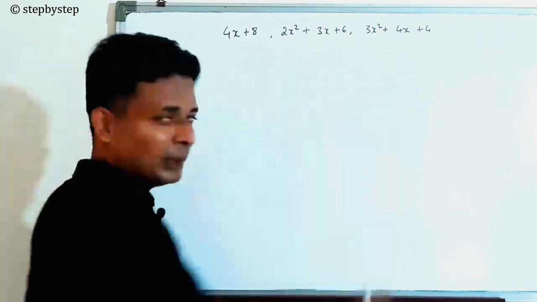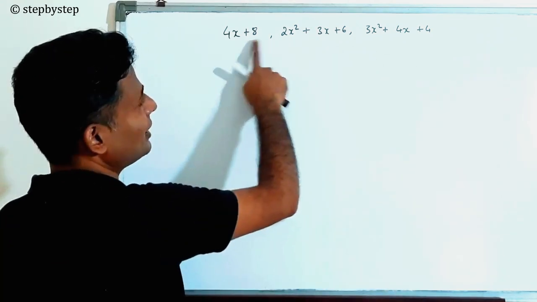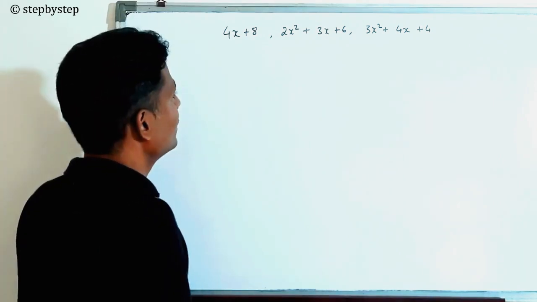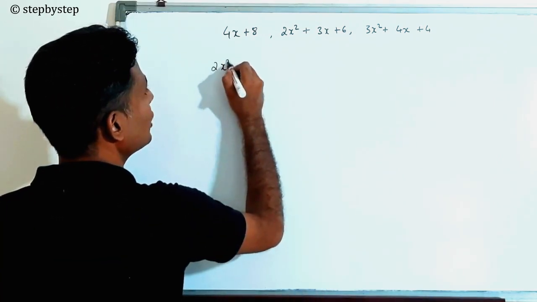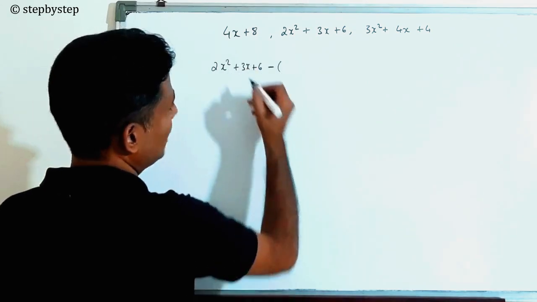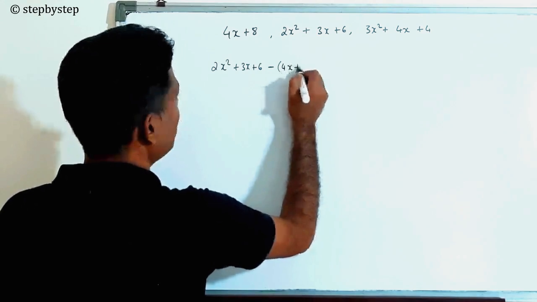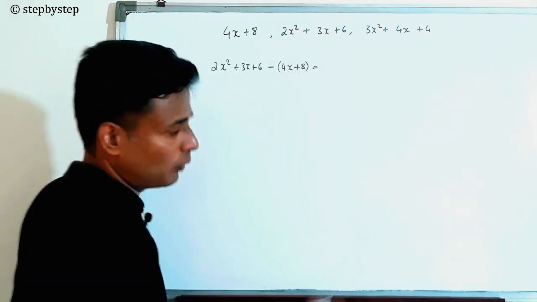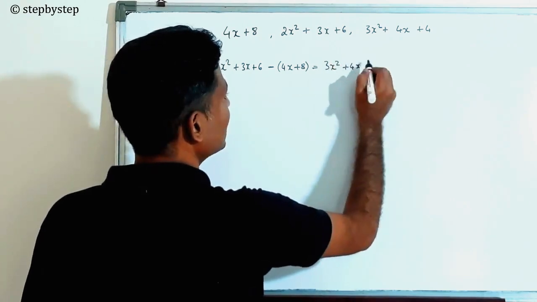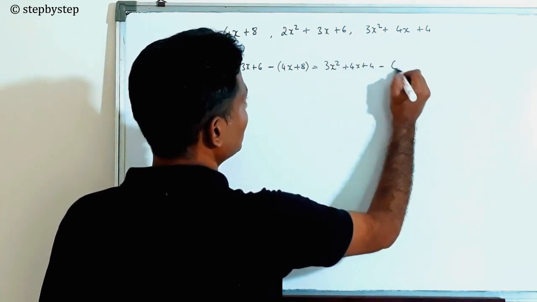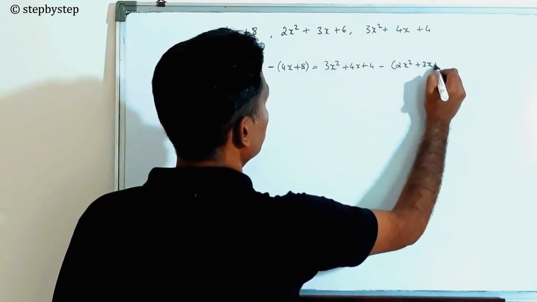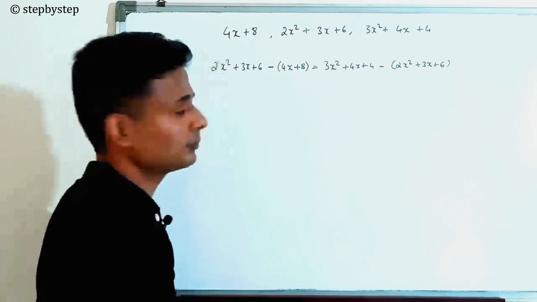These are the three terms of an AP, right? So second term minus first term will be equal to third term minus second term, right? Because of D. So we do 2x square plus 3x plus 6 minus, since we are subtracting, I'll put brackets, 4x plus 8. This should be equal to this minus this, that is 3x square plus 4x plus 4 minus, again brackets, 2x square plus 3x plus 6.